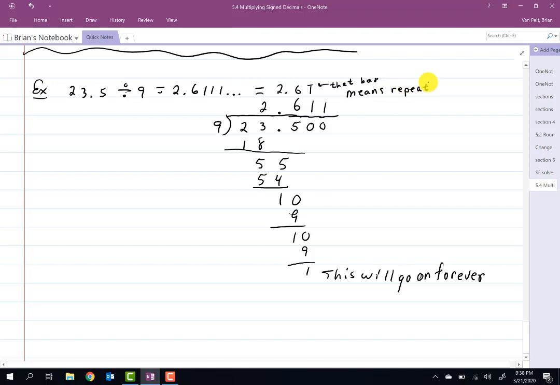So this is what I was talking about, let me make my bar a little better. 2.61 with a bar over it. That means these ones go on forever.